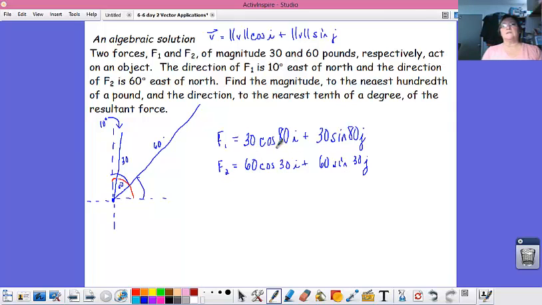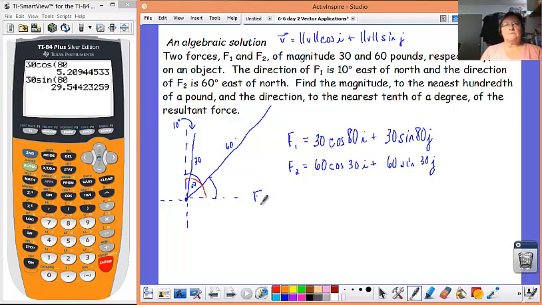We can turn this 30 times cosine 80 stuff into numbers. So I'm going to do that. In fact, I'm going to call my calculator up. All right, you can see from my calculator that I've done the work for the force 1 vector. And 5.21 about is the value of 30 cosine 80. And 30 sine 80 is about 29.5.